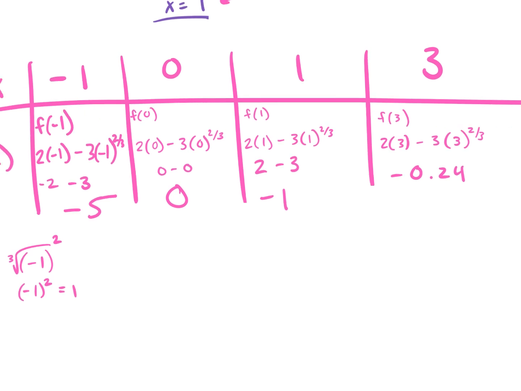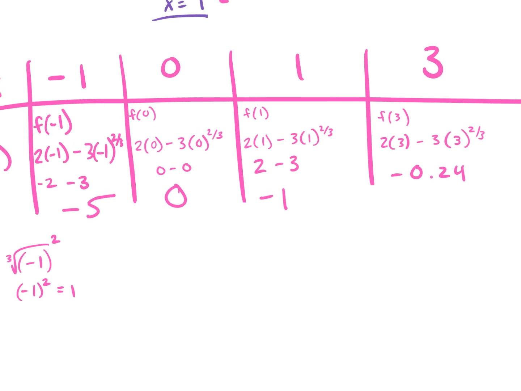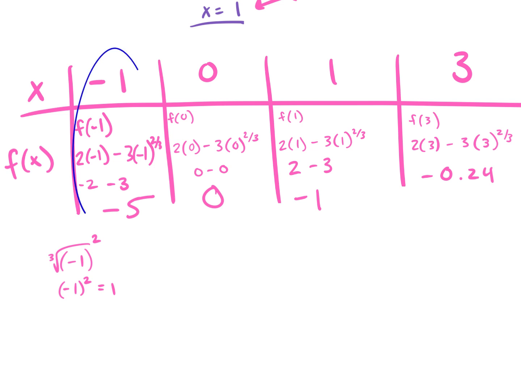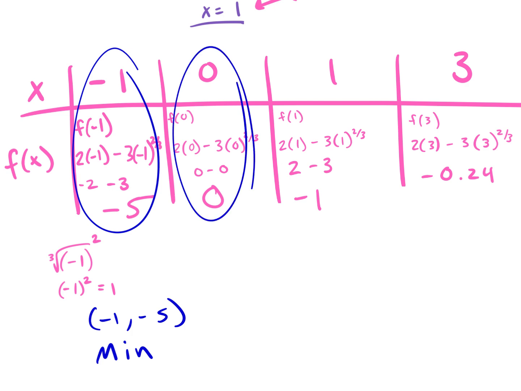So looking at our y values now, what is our smallest y value that we have? Negative 5. So at the point negative 1, negative 5, we have our minimum. What's the largest y value that we have? 0. So at the point 0, 0, we have our absolute maximum.